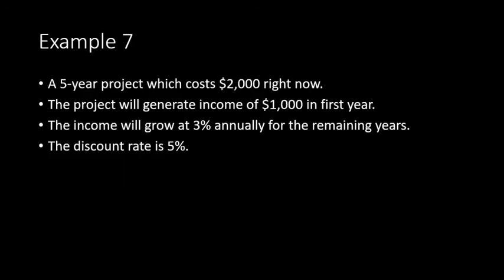Example 7. A 5-year project which costs $2,000 right now. The project will generate income of $1,000 in the first year. The income will grow at 3% annually for the remaining years. The discount rate is 5% per annum. This time, we assume a constant growth of cash flow. This is very common in estimating cash flow of a project.